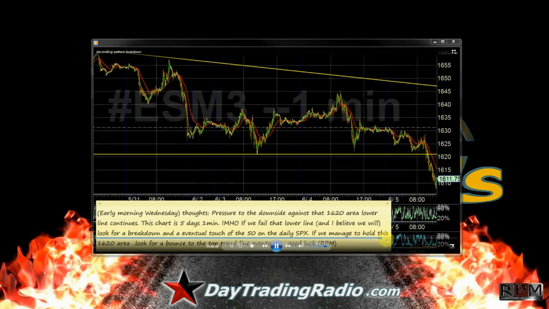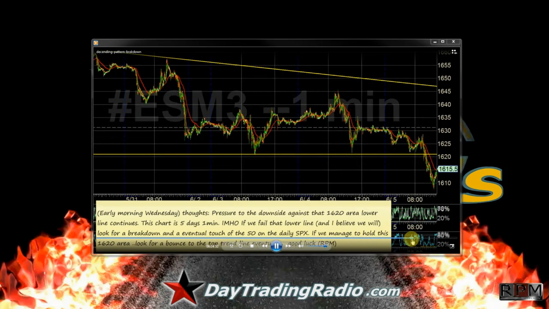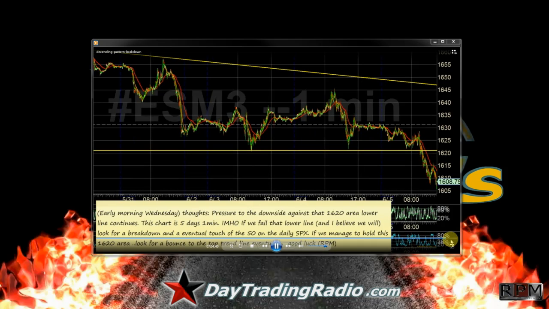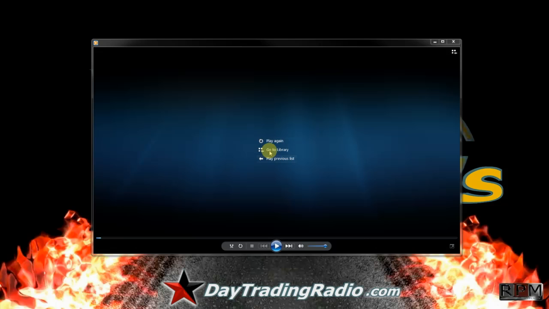I never expected this to happen in one day, but look at this accelerated move to the downside once we broke that 1620 area. Again, this is a descending triangle breakdown, and the opposite goes into effect for the ascending, which is usually a bullish pattern. We've seen a million of those as well over at Day Trading Radio as we cover the futures. And we're going to scan all the way to the end here, and you can see how that eventually played out right there.